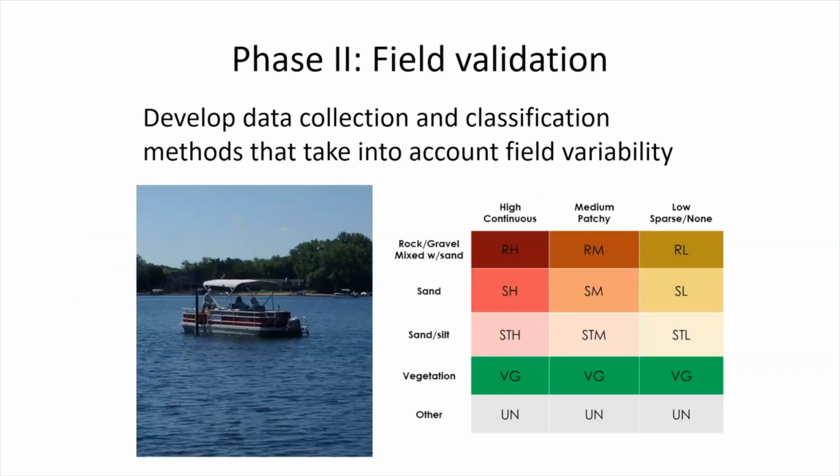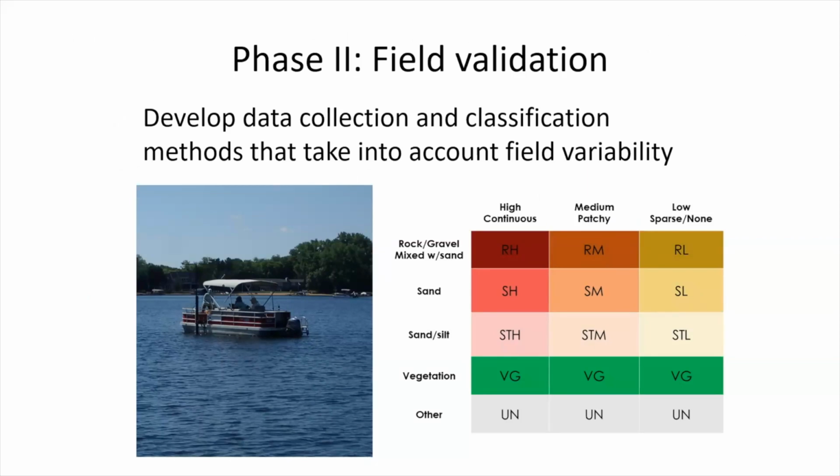Okay, so the next phase of this project was to take what we learned from the laboratory experiments and go out to the field and do a field validation. And the goal of this field validation was really to develop data collection and classification methods that take into account field variability. In the field, we have a range of depths, we have a range of substrates, we have vegetation, we have other things that can make this classification more difficult.